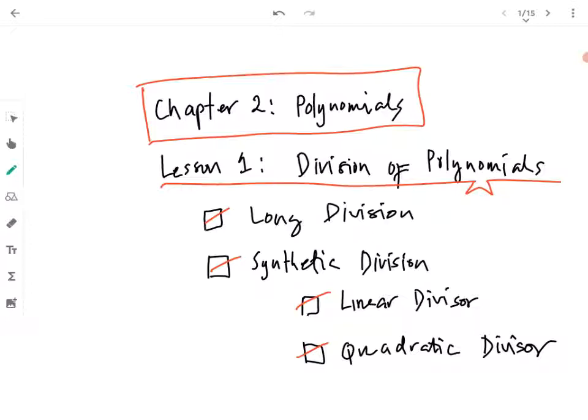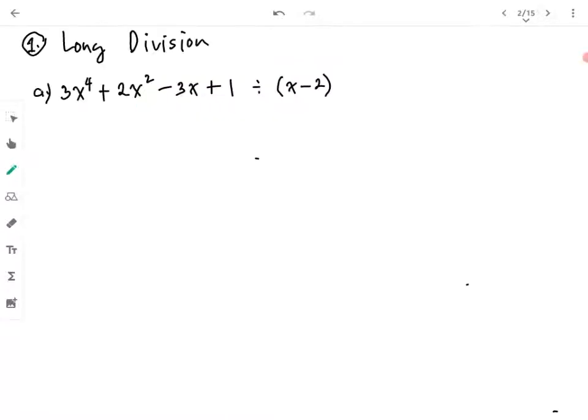So lesson 1 of chapter 2 talks about division of polynomials, and in this division of polynomials, we're going to introduce to you two methods of dividing polynomials. The first one is the long division. The second one is the synthetic division. Long division is very straightforward, while in synthetic division we're going to cover two cases: the first one is if we have a linear divisor, and number 2 is if we have a quadratic divisor. So let's proceed with the long division.